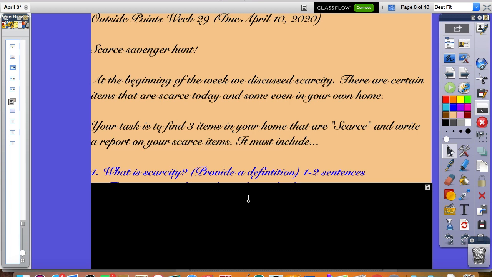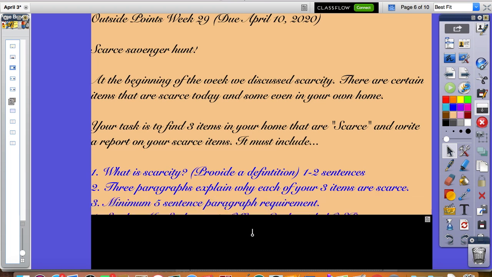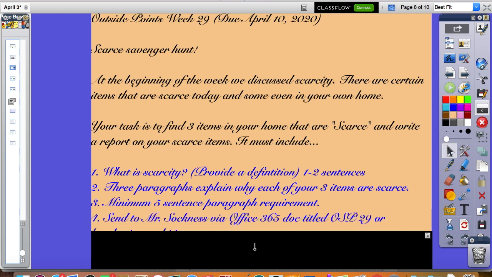1 to 2 sentences. 3 paragraphs explaining why each of your 3 items are scarce. So you are going to need to justify why you chose item A, B, and C as your items that are scarce. It needs to be a minimum 5-sentence paragraph requirement, so 3 paragraphs, 5 sentences at bare minimum.